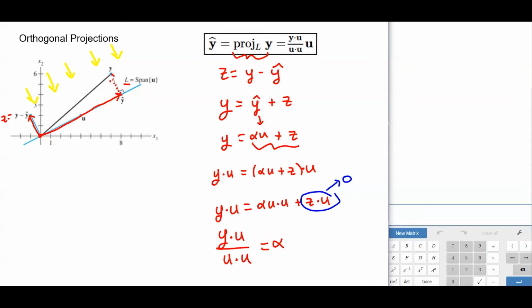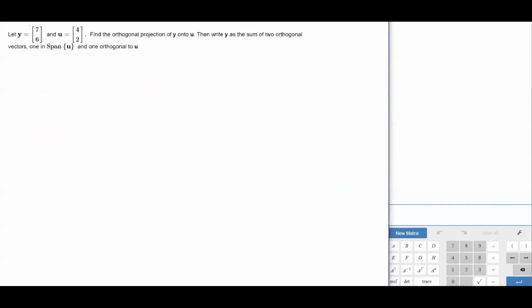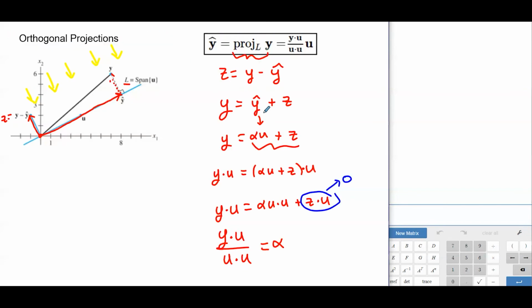Okay, so let's do an example. I've got y and u. It says find the orthogonal projection of y onto u, then write y as the sum of two orthogonal vectors, one in the span of u and one orthogonal to u. So this is y written as the sum of two orthogonal vectors.